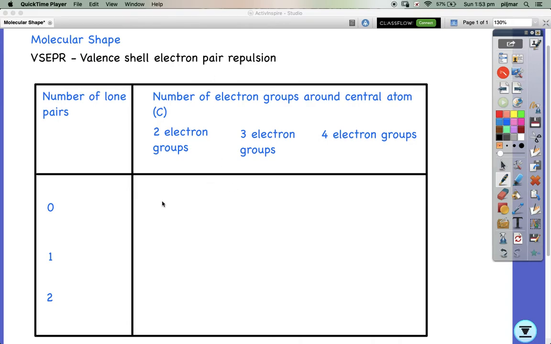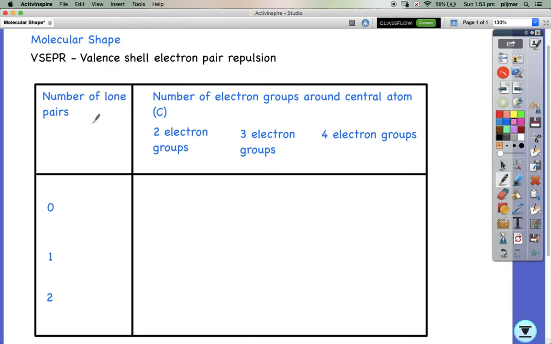Hi everyone, in this video we're going to be discussing what determines molecular shape. The main determining factor of molecular shape is of course the VSEPR theory. And what does VSEPR stand for? It stands for valence shell electron pair repulsion.